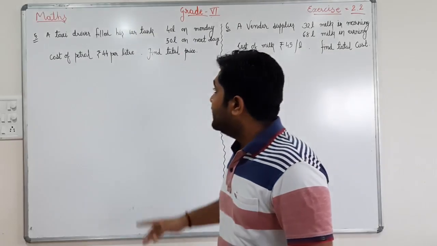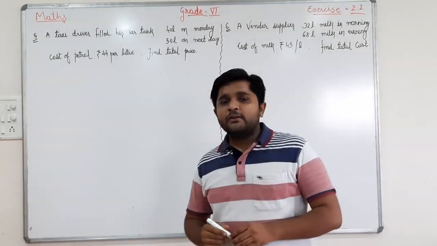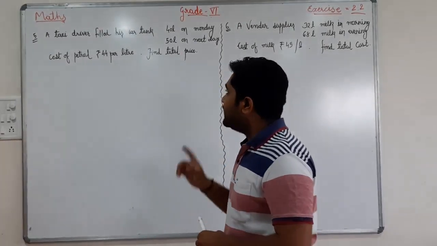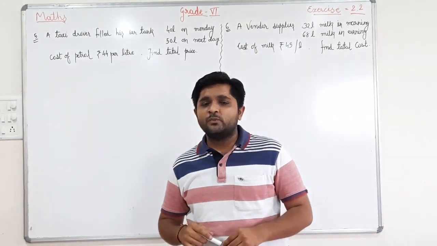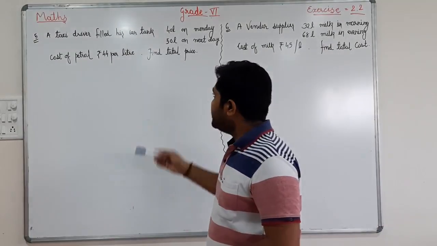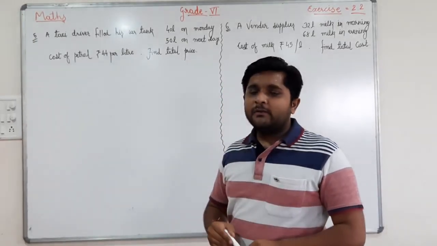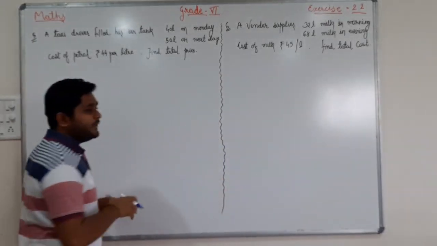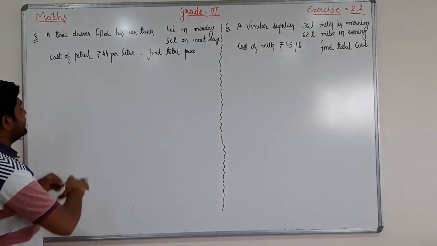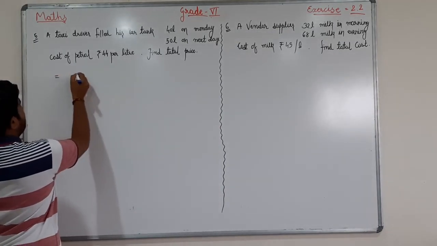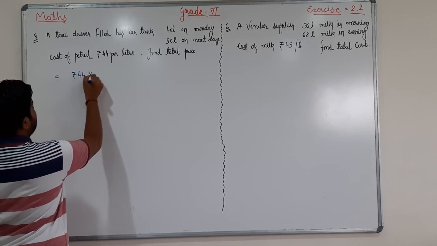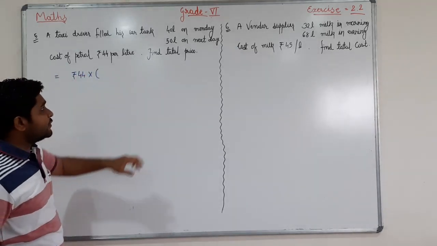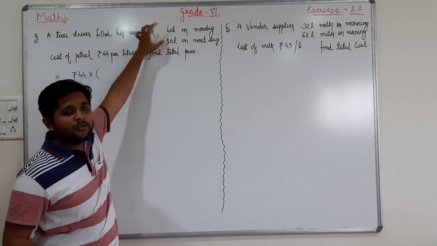But here a cost of the petrol is given, 44 rupees per liter. Means 1 liter petrol's price is rupees 44. So question is this: find the total price. So simply friends, here we have to apply rupees 44 multiply by total petrol. So total petrol 40 liter plus 50 liter.